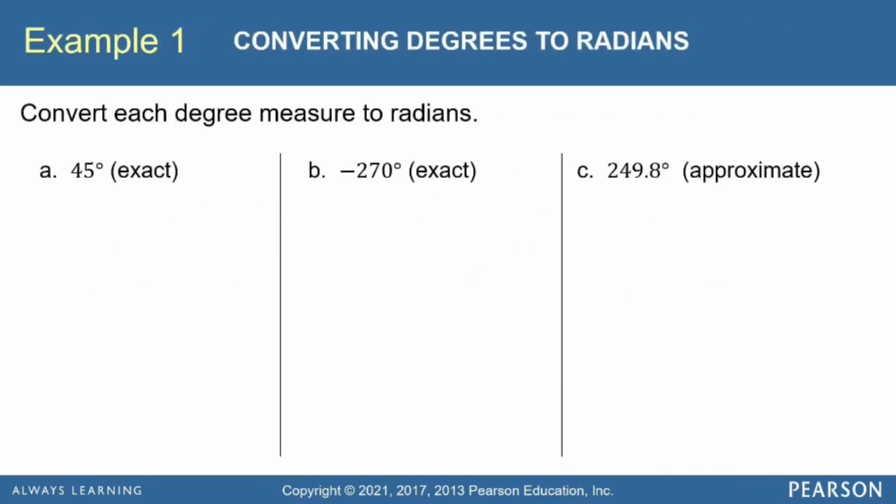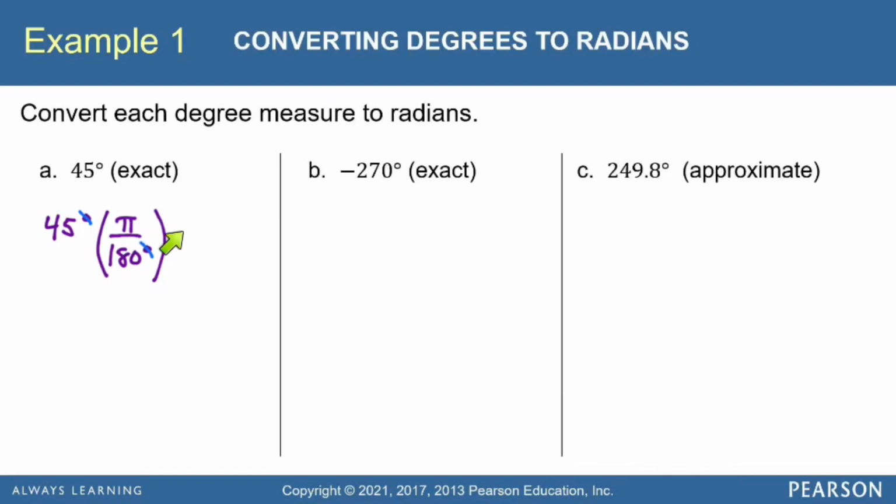So here's example 1, and it says convert each degree measure to radians. And in part A we have 45 degrees, and it says that we'll need to leave our answer in exact form, which means no rounded off decimals. So let's start with our 45 degrees, and let's think about which way we want to turn our conversion factor. We have a measurement in degrees, and we want to convert it into radians. So the way we need to turn our conversion factor is to have radians in the top and degrees in the bottom. And that allows the degrees to cancel out. And it's going to let our answer come out in radians.